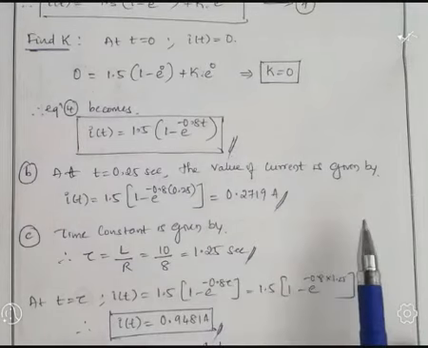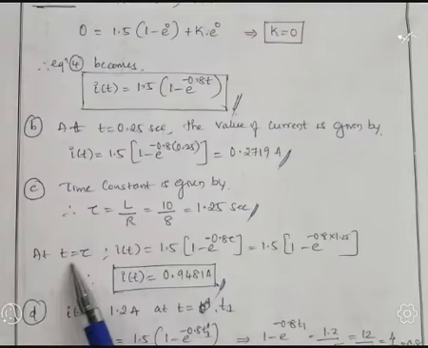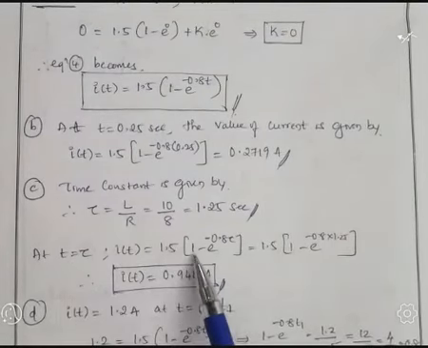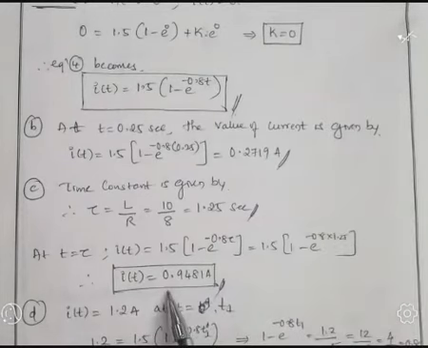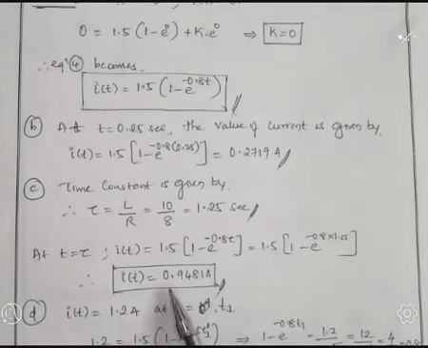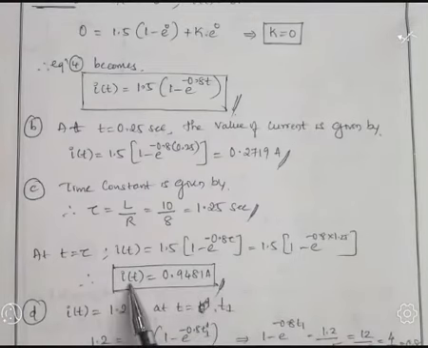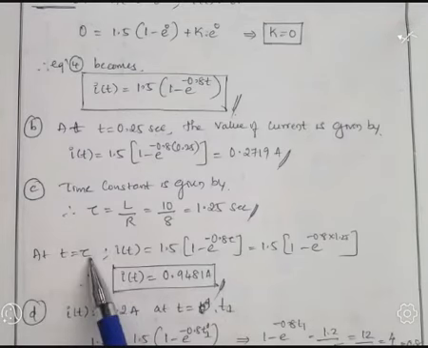Hence, at t equal to tau, the current flowing at one time constant is given by i(t) equal to 1.5, 1 minus e to the power minus 0.8 times t, where wherever t is there, substitute 1.25. Then do the simplification. We will get i(t) equal to 0.9481 amperes. It is the current flowing through the given circuit at one time constant.